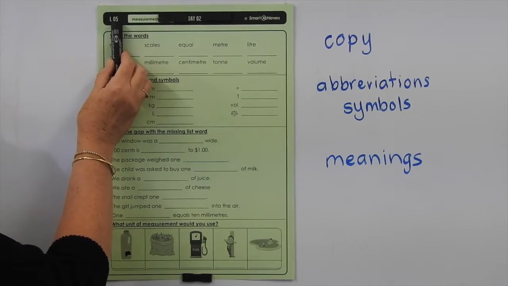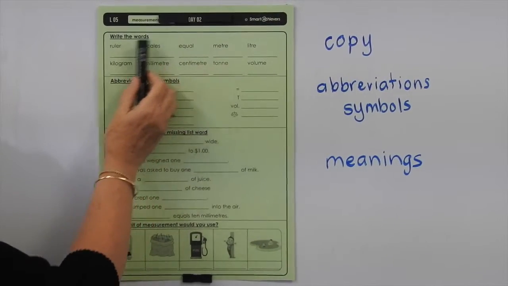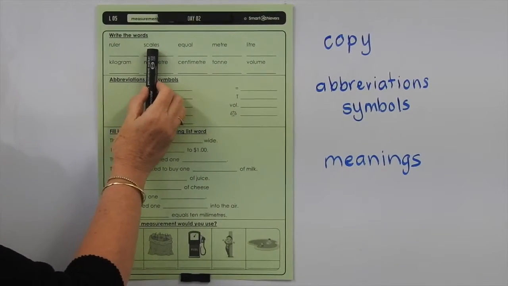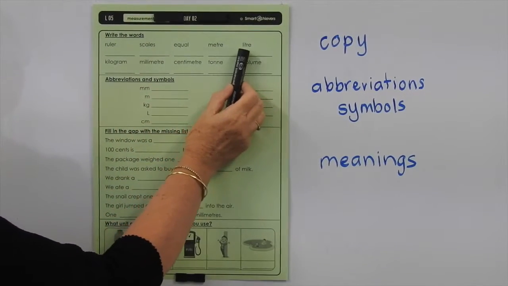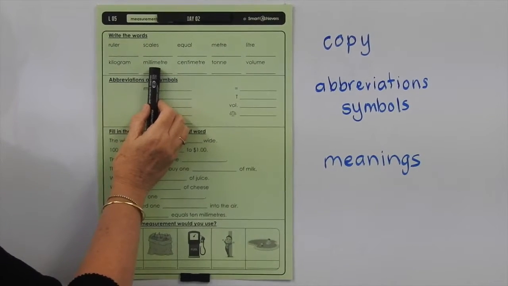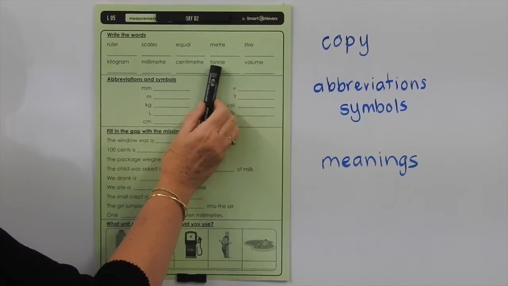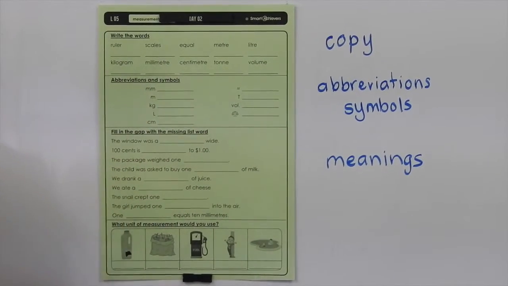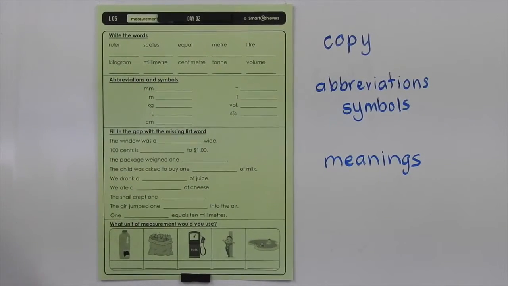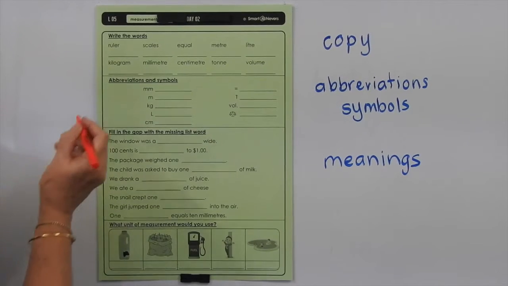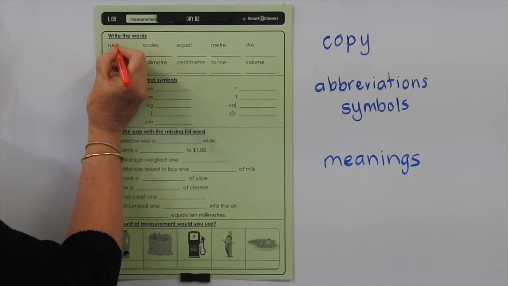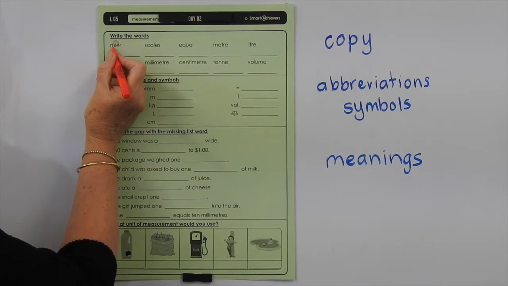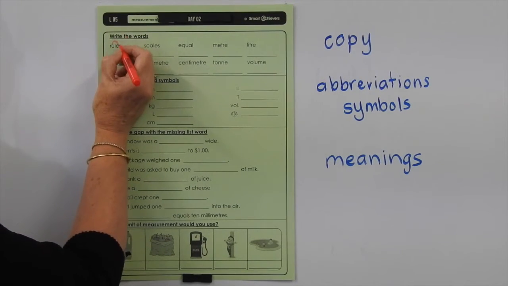Level L, list 5, and we're doing the day 2 page, and these words are all measurement or maths words. So we've got ruler, scales, equal, metre, litre, kilogram, millimetre, centimetre, tonne, and volume. If we go through each of these words quickly, we can see some things that might make it easier for you to remember. So rule, we've got the E making the U make a different sound.